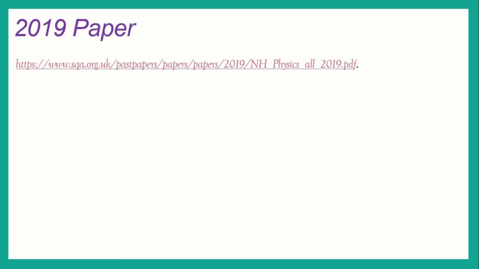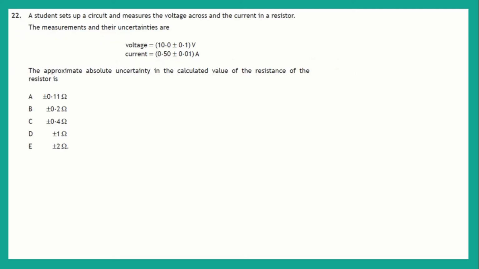The last example I'd like to go over is from the 2019 paper. Once again, the link's on the screen. Go and download it, have a shot. Again, it's from the multiple choice section, question 22, and this one's slightly more difficult. A student sets up a circuit, measures the voltage across and the current in a resistor. The measurements and their uncertainties are displayed. It asks us for the approximate absolute uncertainty in the calculated value of the resistance. I'll pause the video here. Please have a go.